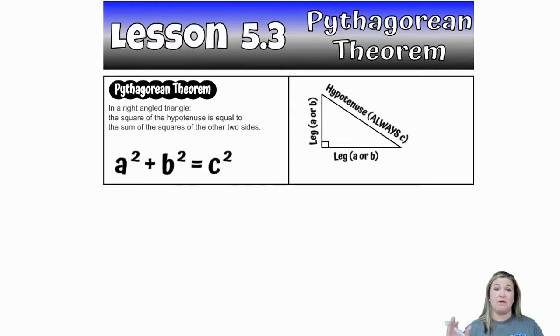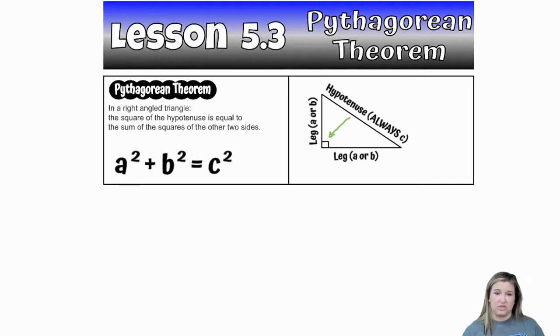The two legs make up the 90-degree angle, and then the hypotenuse is always c, and it's always directly across from the right angle. So the leg, you can name it a or b or any other letter, basically, but the c always has to be the hypotenuse, which is that slanted side, which is across from the 90-degree angle.